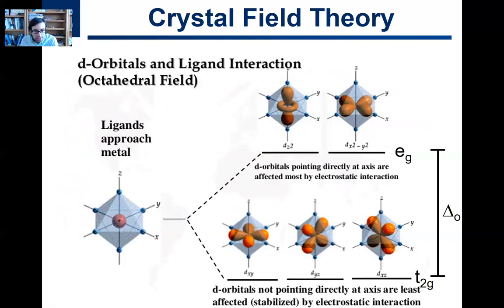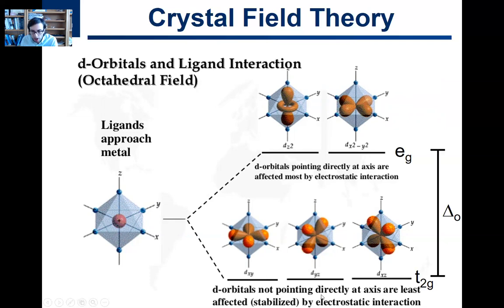So the way to think about this is that once the ligands approach the metal in an octahedral environment, the orbitals are going to split. The dz squared and the x squared minus y squared are going to have one symmetry and one energy: Eg. And the remaining orbitals, the xy, the yz, and the xz, transform together. They're triply degenerate, and they transform as T2g. Now, they're going to have different energies.